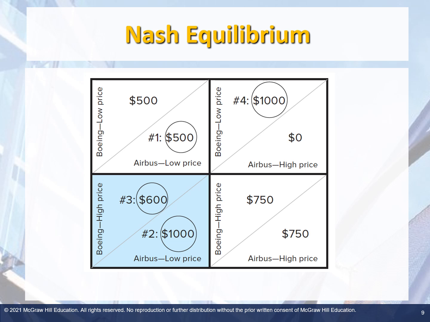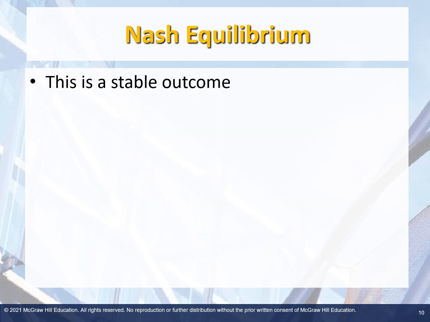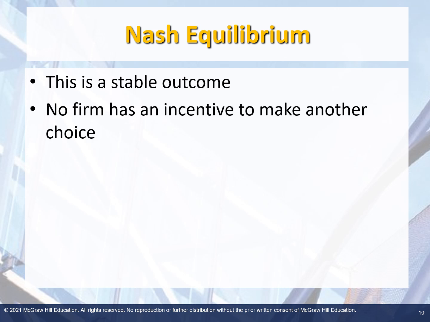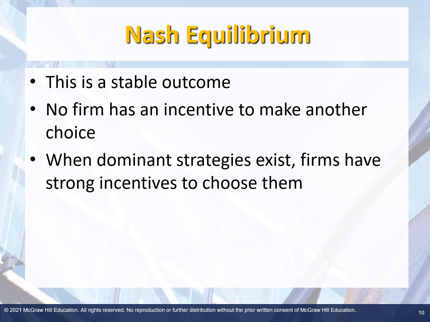When both payoffs are circled in the same cell, that is a Nash equilibrium. It's stable because neither player wants to unilaterally change their strategy. The Nash equilibrium is powerful because it predicts what rational players will do even in complex strategic situations. In our example, low-low is both the dominant strategy outcome and the Nash equilibrium.